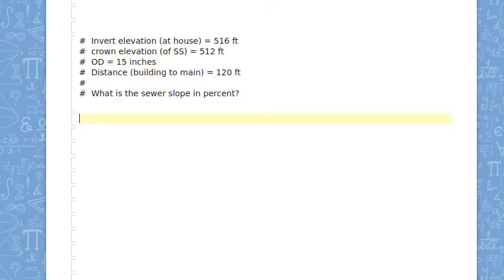So here's our practice problem. We have an invert elevation at the house of 516 feet. We have a crown elevation of the sanitary sewer at 512 feet. The outer diameter of the pipe is 15 inches. The distance from the building to the main is 120 feet. What is the sewer slope in percent? So that's kind of our rough outline of what we need to collect.